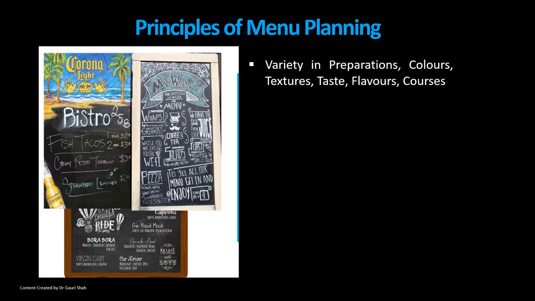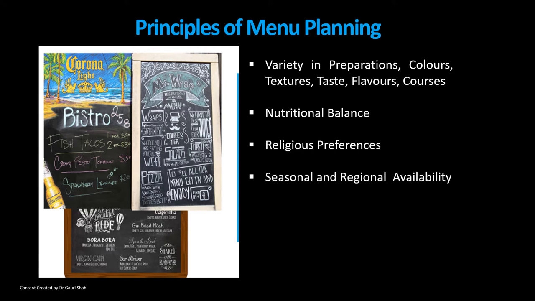Variety in preparations, colors, textures, tastes, flavors and courses. Nutritional balance. Religious preferences. Seasonal and regional availability, and the last is choices.